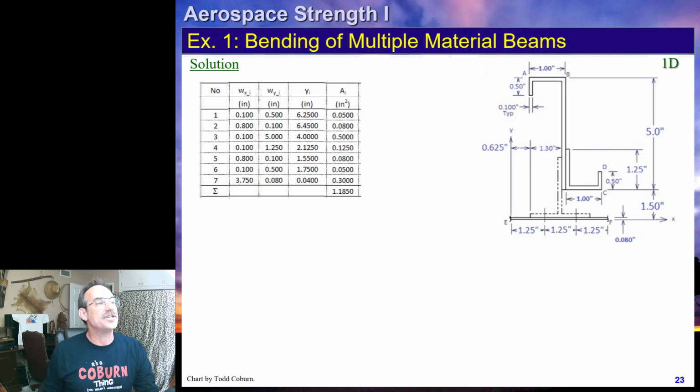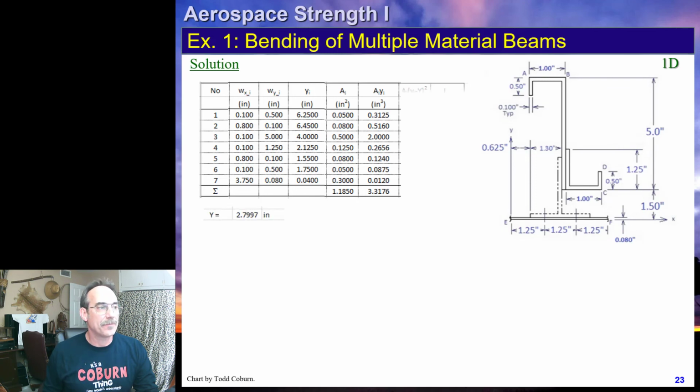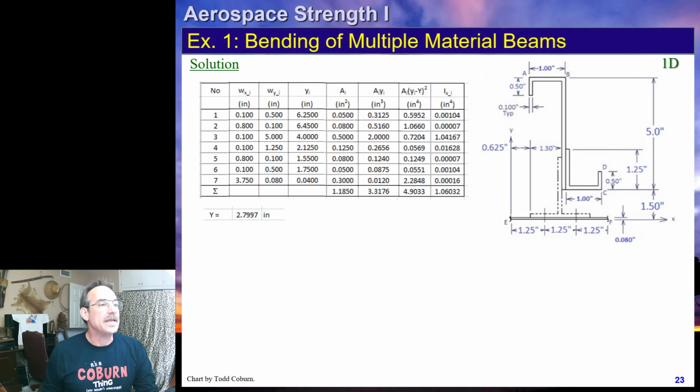Calculate the A's. That's just the second column times the third column. Calculate Ay, which is just the A column times the y column. We now can calculate the area, which is shown here already, and the y bar, which is Ay over A. Once we have that, we can now calculate the A times y minus y bar squared column and the 1/12 b h cubed column. And that allows us to calculate our I.